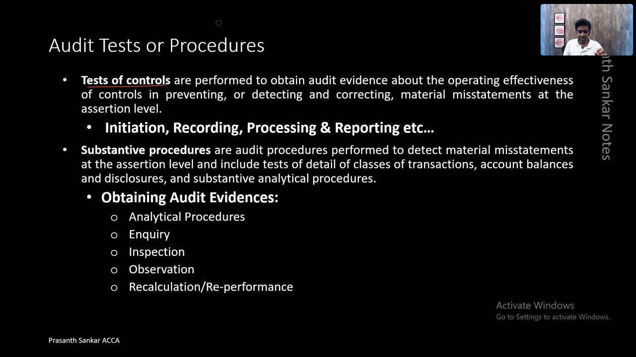He's collecting evidence about the operating effectiveness of the control, because the control prevents and detects material misstatements. So if the control prevents and detects material misstatement and the control is working fine, and if you're proving that the control is working fine, then there could be no material misstatements in the financial statement, right?